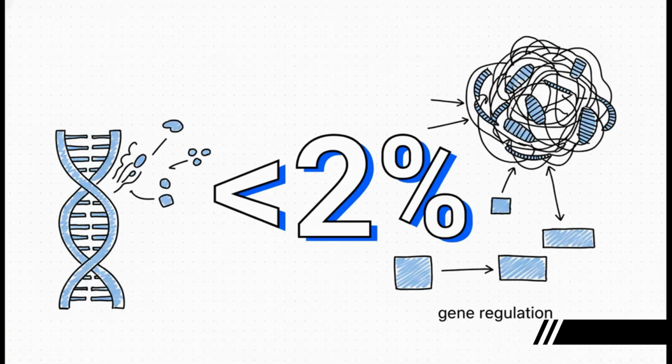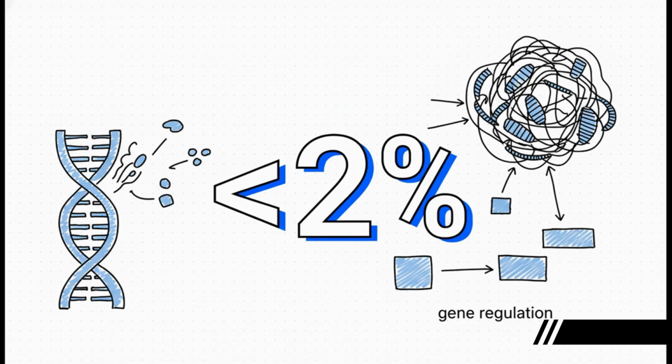Okay, now this next fact might actually blow your mind. Of those 3 billion base pairs, less than 2% of them actually give instructions for making proteins. That's right, less than 2%. So what's the rest?